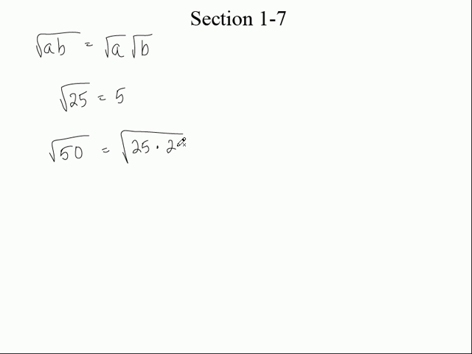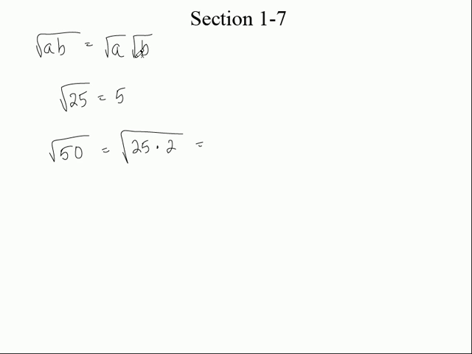Why did I pick 25 and 2 and not 5 and 10? Because I can take the square root of 25 and it comes out to a nice whole number. That's why I picked 25 times 2 and not 5 times 10. There's a way around doing the 5 times 10, I'll show you in a second, but I think it's a lot easier to go 25 times 2.